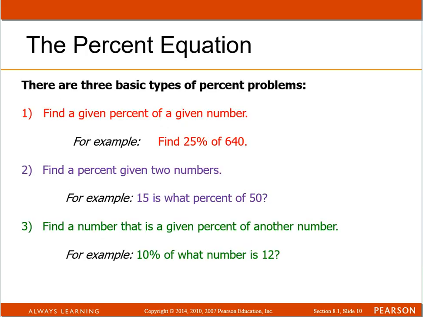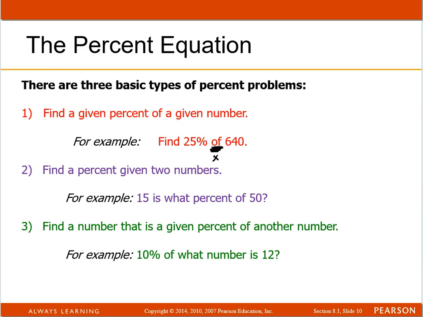Okay, so here's three examples. There are three basic types of percent problems. The first one says, find a given percent of a given number. So they just want me to find 25% of 640. This is a flat out multiplication problem, and the word "of," when it comes between two numbers, means to multiply.